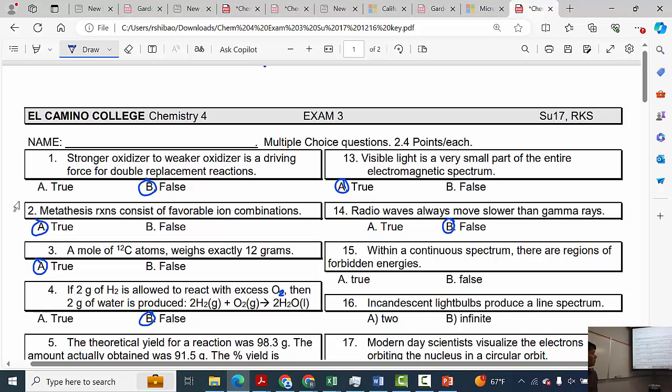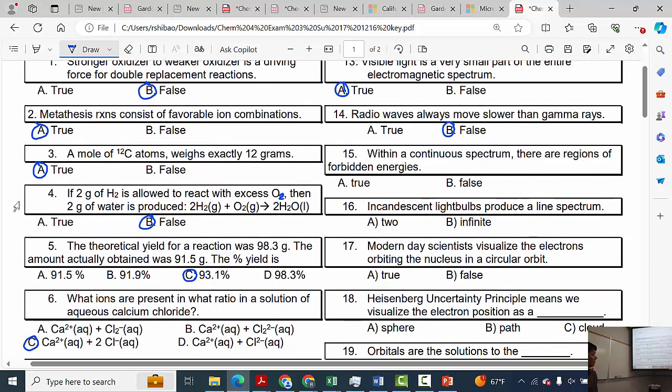Visible light is a very small part of the entire electromagnetic spectrum. True. Radio waves always move slower than gamma rays. Radio waves are moving at the speed of light, so if you hear a live radio broadcast, it's pretty much live. They both move at the same speed, but gamma rays are much more powerful photons.